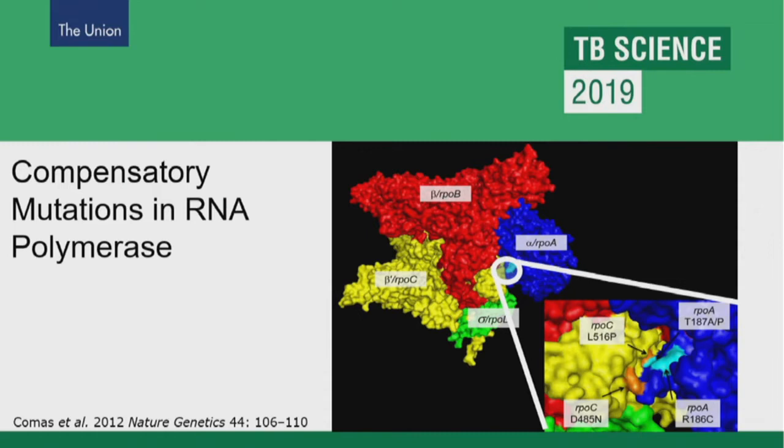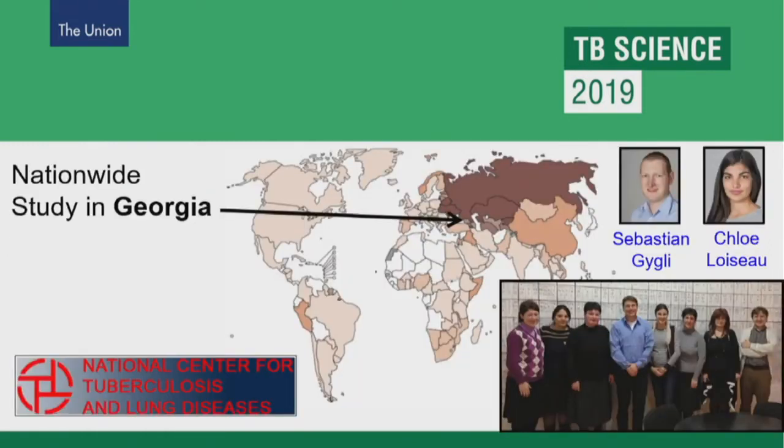And so to address these questions, I think it was early 2014, we started a nationwide study in the Republic of Georgia, a former Soviet republic, so part of these high MDR burden countries, together with our collaborators at the National Center for Tuberculosis and Lung Diseases in Tbilisi. And I'm essentially going to present data that Sebastian Gigli, a PhD student, and also Chloe Loiseau have been working on. So there are various data sets that we see.